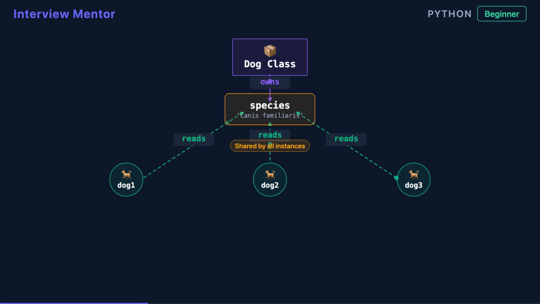Class attributes are shared across all instances of the class. Think of them as living on the class itself. When you create 3 dog objects, they all point to the same species attribute. If you change dog.species, every single instance sees that change immediately.